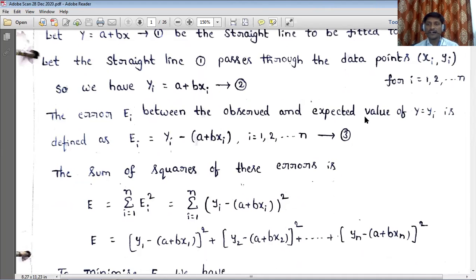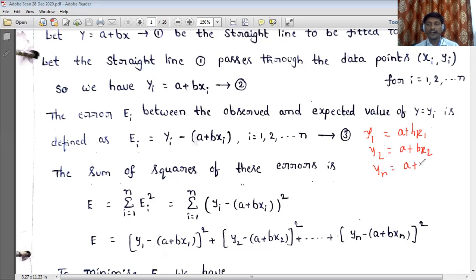we already have Y1 equal to A plus B x1. Okay, so y1 is equal to a plus b x1, and next y2 is equal to a plus b x2. So y2 is equal to a plus b x2. And next y3 is equal to a plus b x3, and so on. Finally yn is equal to a plus b xn.